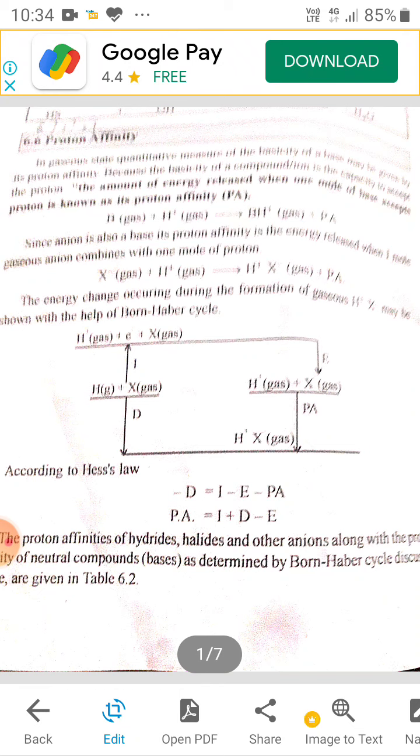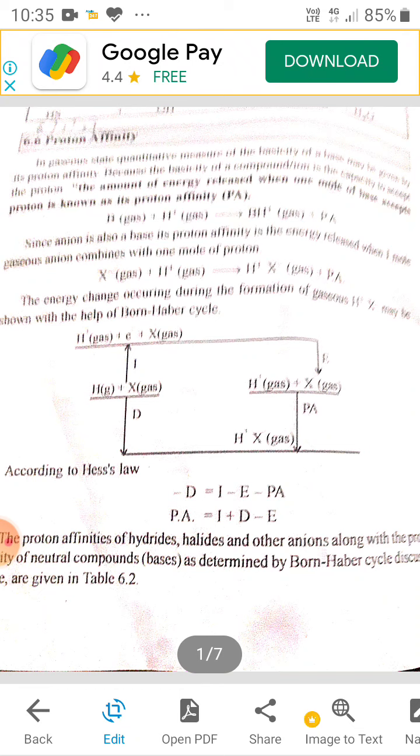Proton affinity. In the gaseous state, the qualitative measure of the basicity of a base is given by proton affinity. The amount of energy released when 1 mole of base accepts a proton is known as proton affinity. For example, B gas accepts one proton to give BH+ gas and PA. This is known as the proton affinity of 1 mole.